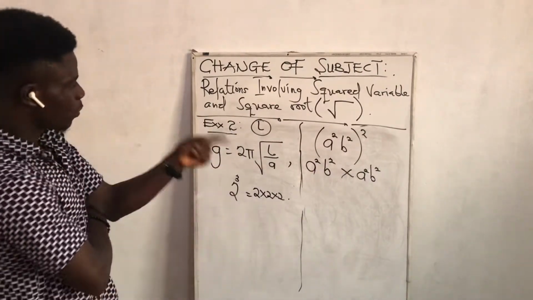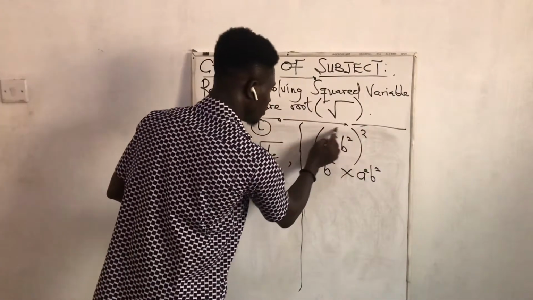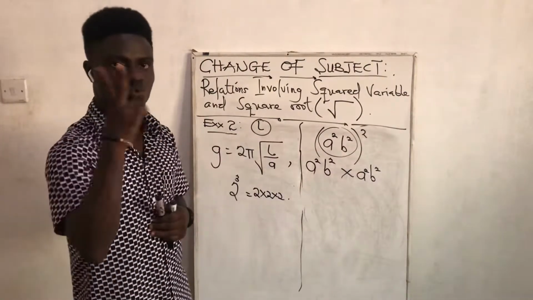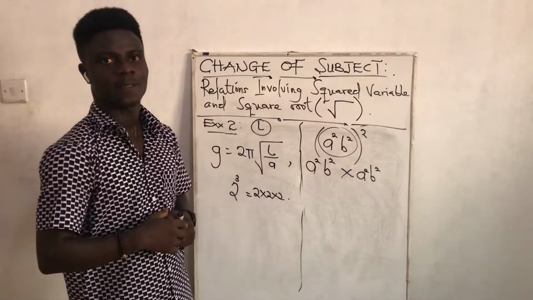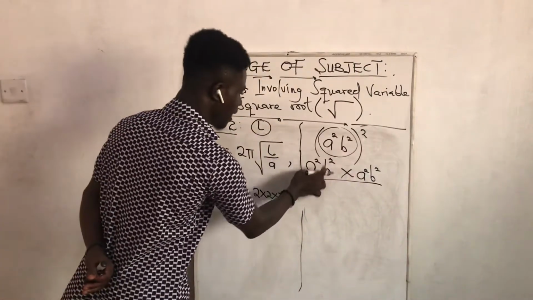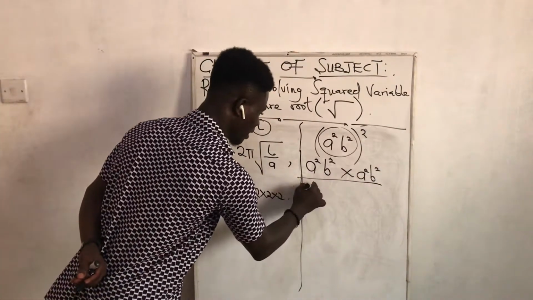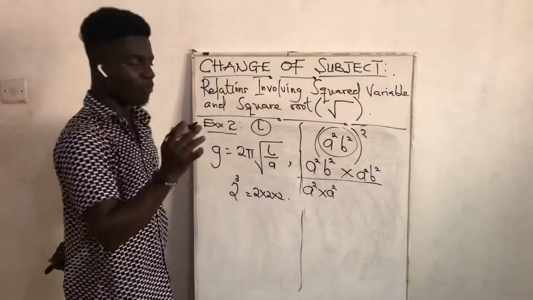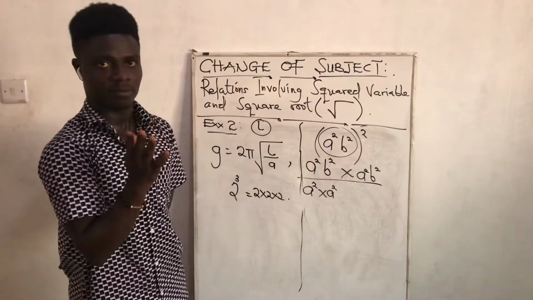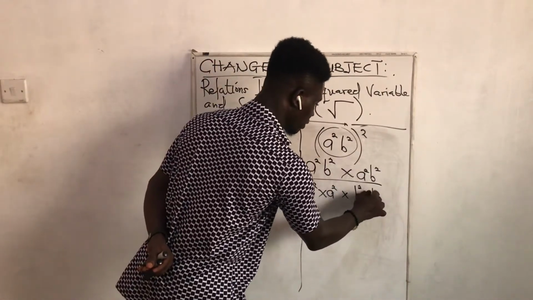So a squared b squared times a squared b squared. It means that a squared b squared will multiply itself two consecutive times. So now we have a squared then a squared. They are brothers, right? So I have a squared times a squared. Mind you, the operational sign here is multiplication. Then here, times b squared times b squared.